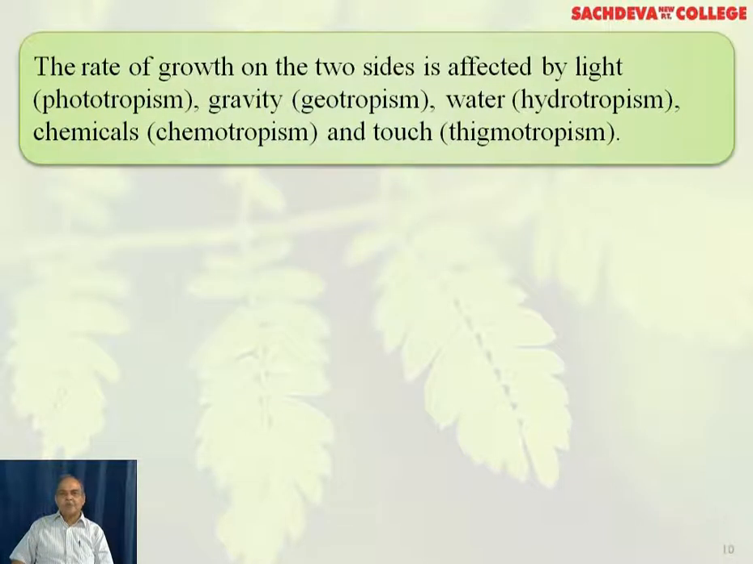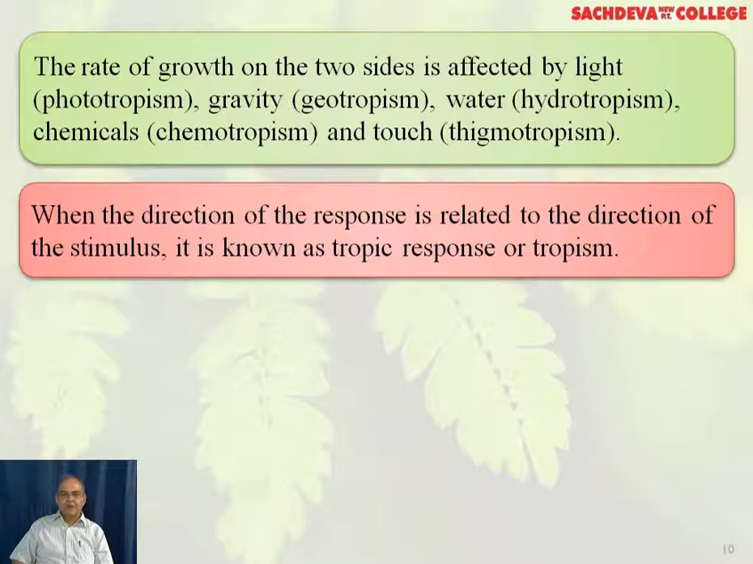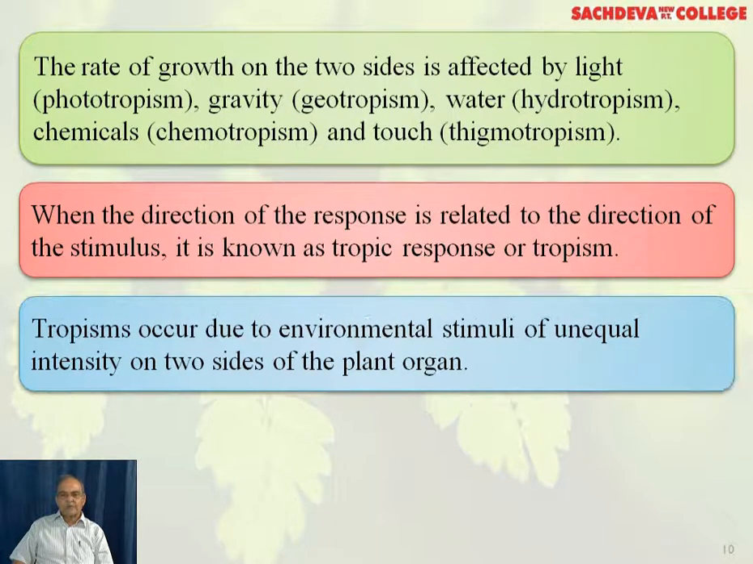The rate of growth on the two sides is affected by light, that is phototropism, gravity, geotropism, water, hydrotropism, chemicals, chemotropism, and touch, thigmotropism. When the direction of the response is related to the direction of the stimulus, it is known as tropic response or tropism. Tropism occurs due to environmental stimuli of unequal intensity on two sides of the plant organ.